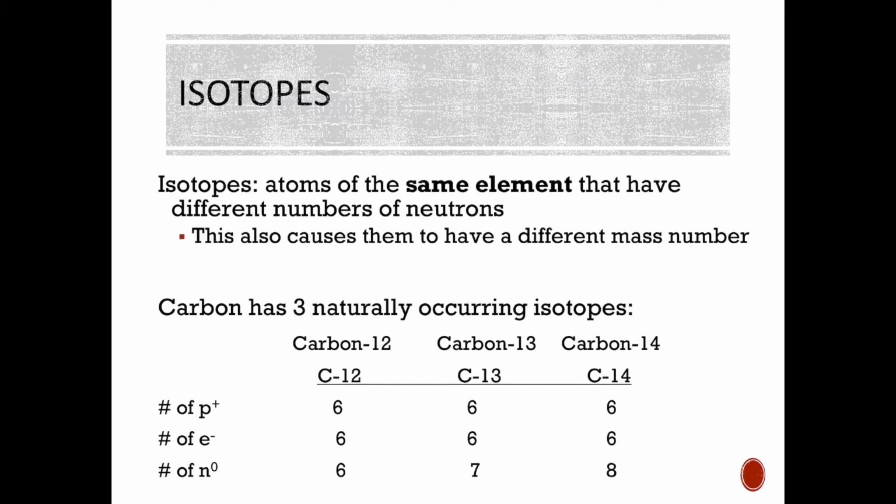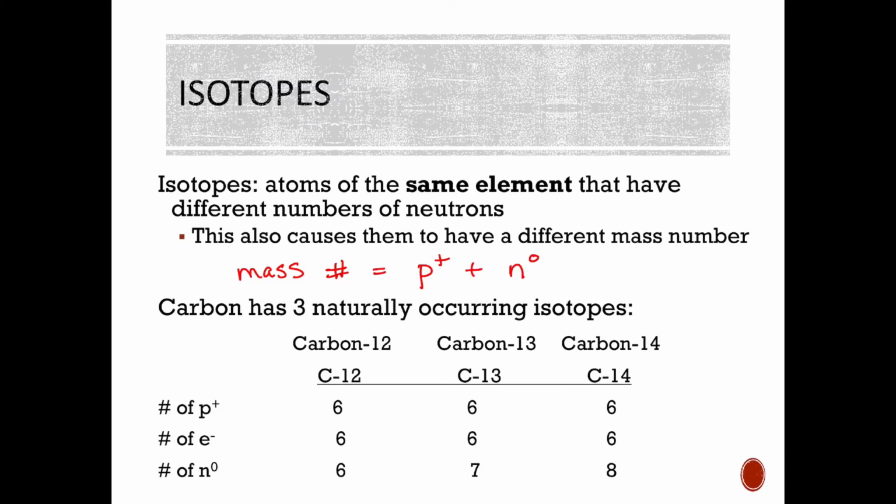And when they have different numbers of neutrons, that causes them to have a different mass number. Because if you'll recall from last time, we said that our mass number is equal to the number of protons plus the number of neutrons. So if the number of neutrons is different, then it will have a different mass number. So atoms can have different masses because they have different numbers of neutrons, but they will always have the same number of protons for a given element.